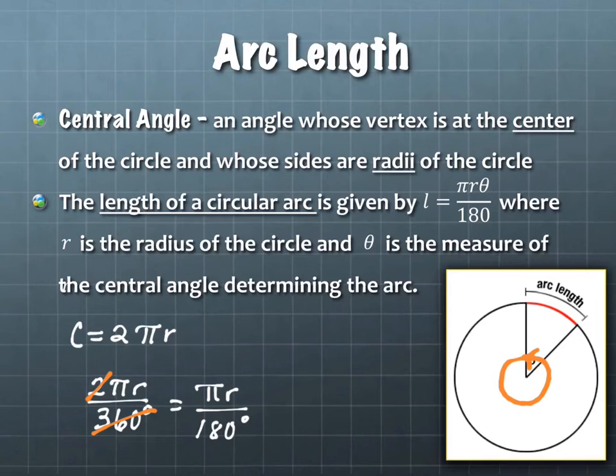So where did the theta come from? Well, the theta is whatever angle that we have. Instead of the whole angle all the way around, we have only a portion of it. So our arc length takes this ratio pi r over 180 and multiplies it by the angle measure that we have, which is theta. Okay, so that's where it's coming from. It's really just a comparison of angle measure to circumference.